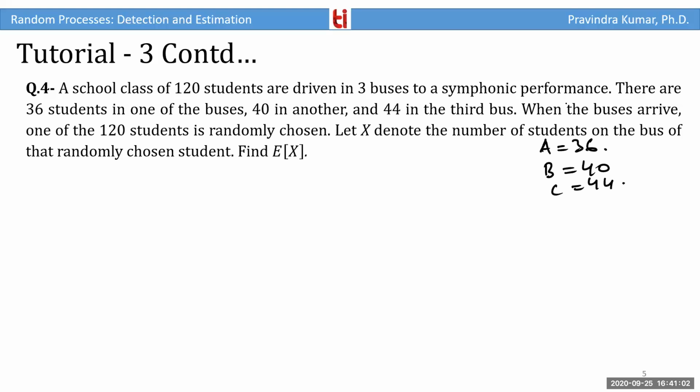When the buses arrive, one of the 120 students is randomly chosen. Let X denote the number of students on the bus. X means random variable X is the number of students on the bus of the randomly chosen student. So find the expected value. So what will be the value of random variable here? Can you tell me, anyone? What will be the value of random variable? Random variable denotes the number of students on the bus.